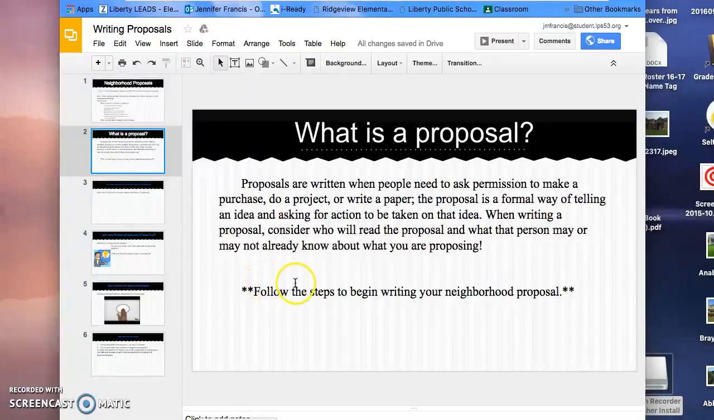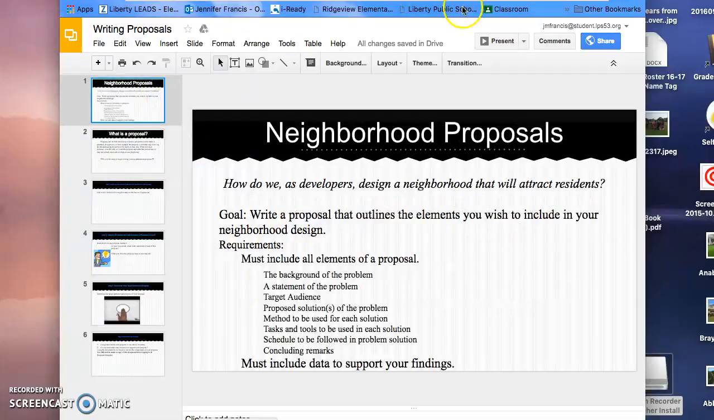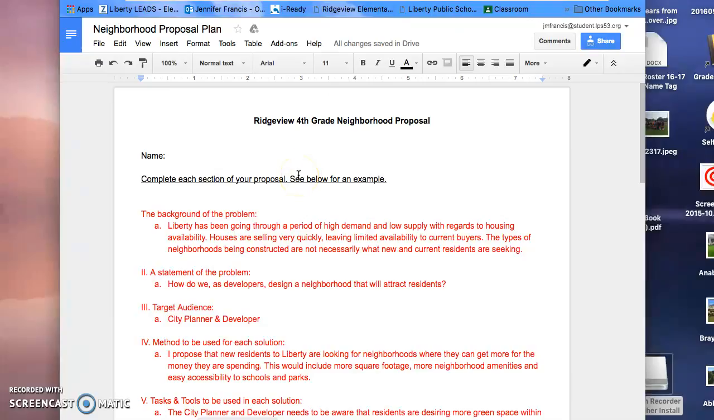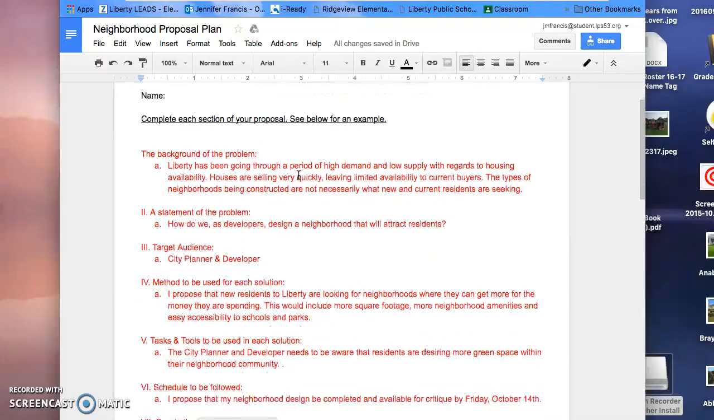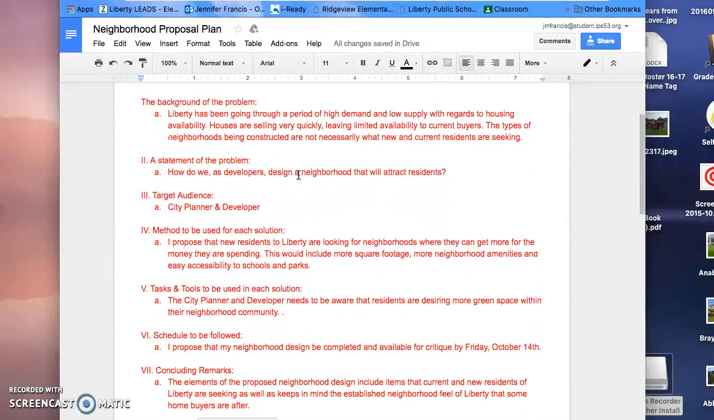So you will follow the steps to begin writing your neighborhood proposal. The proposal outline is going to be provided for you through a neighborhood proposal plan. So at the top of the proposal in red, I have gone through and I have given you an example for each section of the proposal.